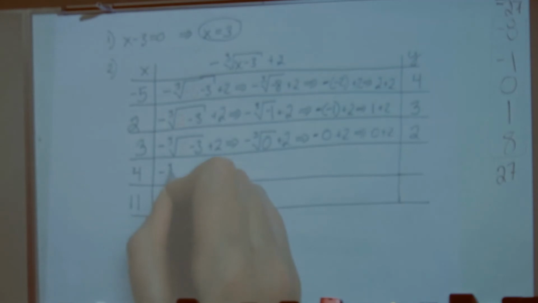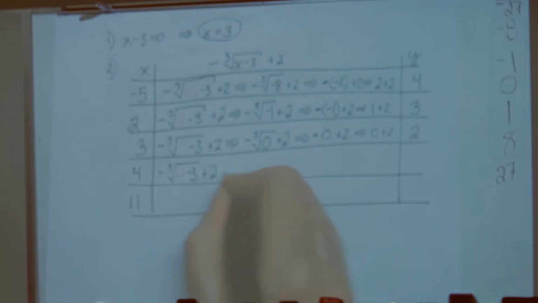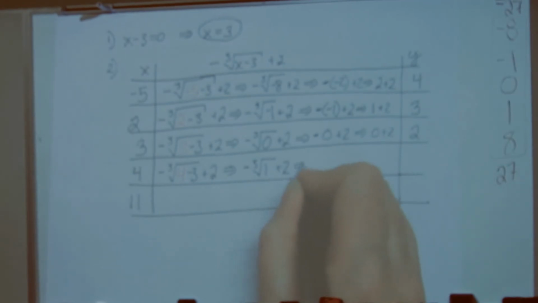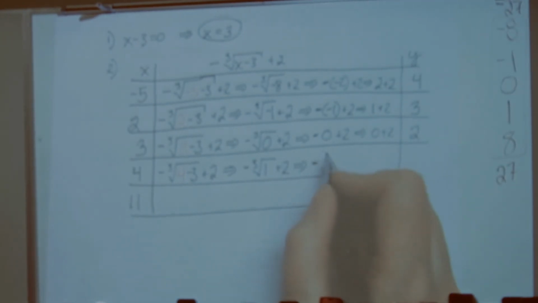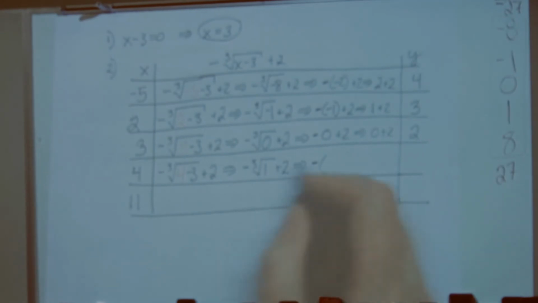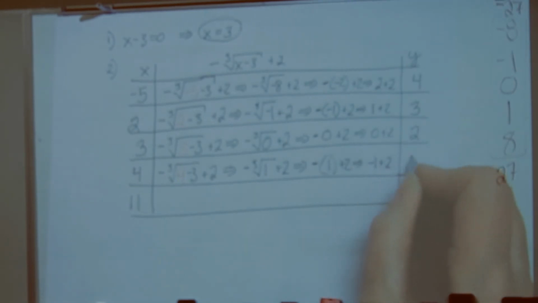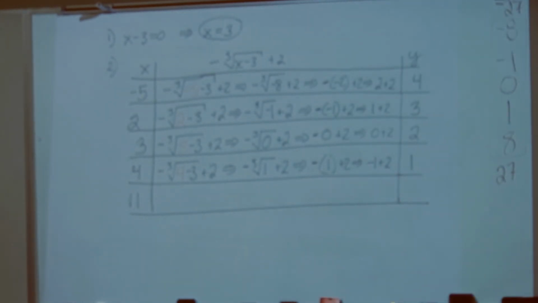All right. We have 4 minus 3 plus 2. So we have the negative cube root of 1 plus 2. Now, when I pop out the 1, the cube root of 1 is 1, right? So I have -1 plus 2, which gives me 1. Are you seeing a pattern when you put it in for your x's? I bet I know what the next y value is going to be without having to do any work. You think it's 0? Why not? Let's try it.